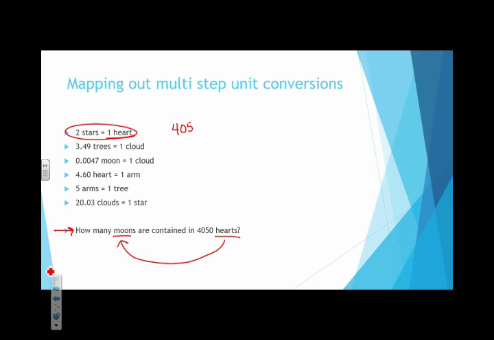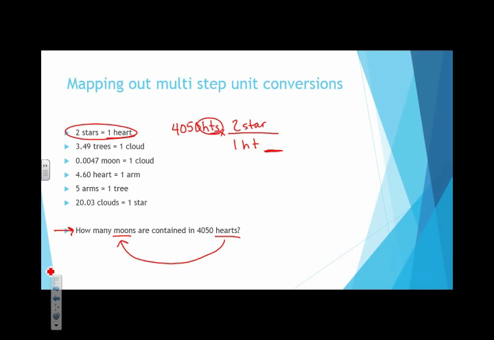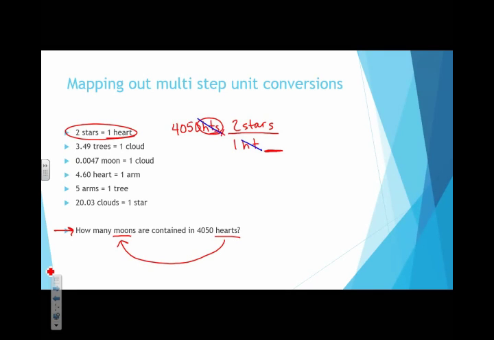So I'm starting with the measurement that I've been given, 4,050 hearts. And I know that since I've got hearts here, I should have hearts down here as well, because I want to cancel out that unit. And I see that there's 1 heart per 2 stars. And at that point, hearts cancels out, which is great. I'm in stars.